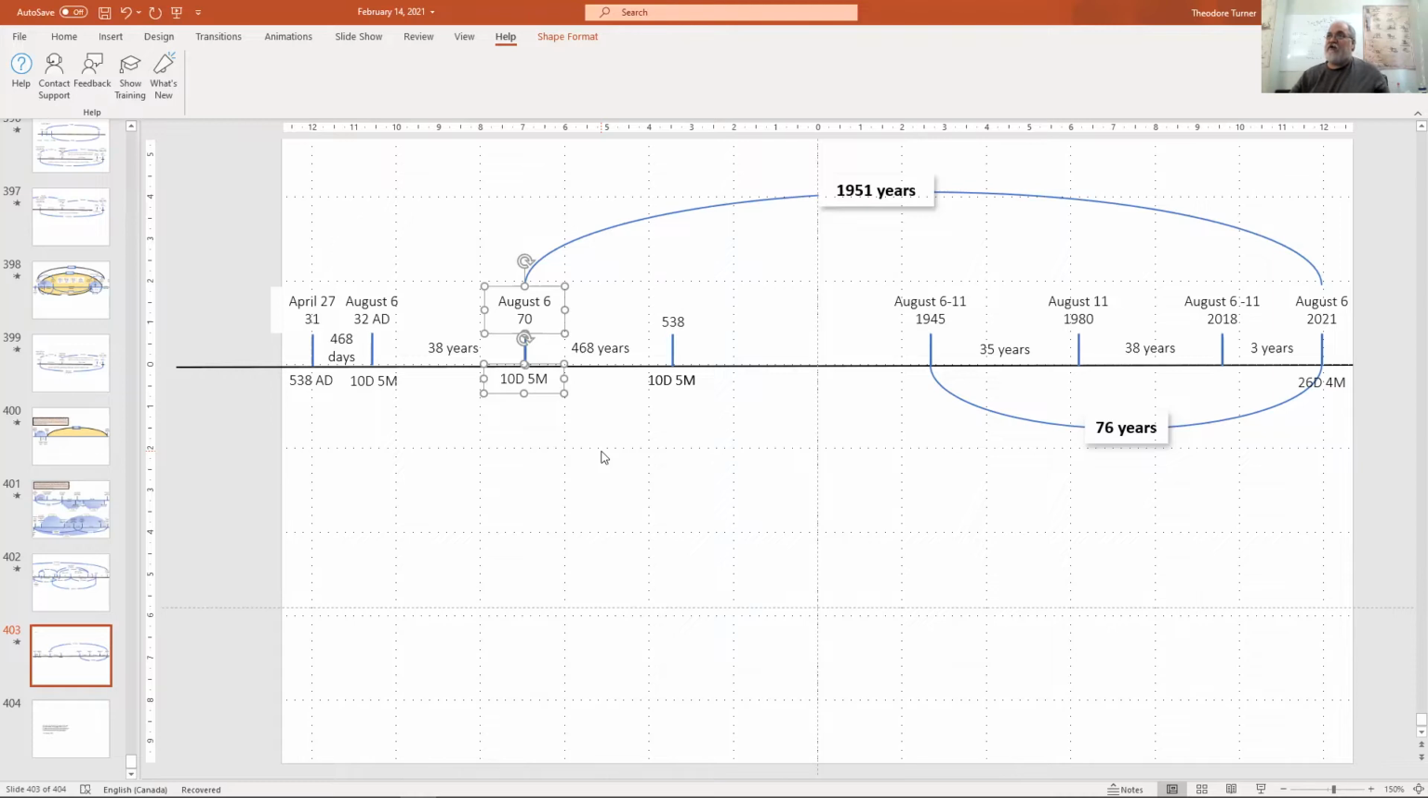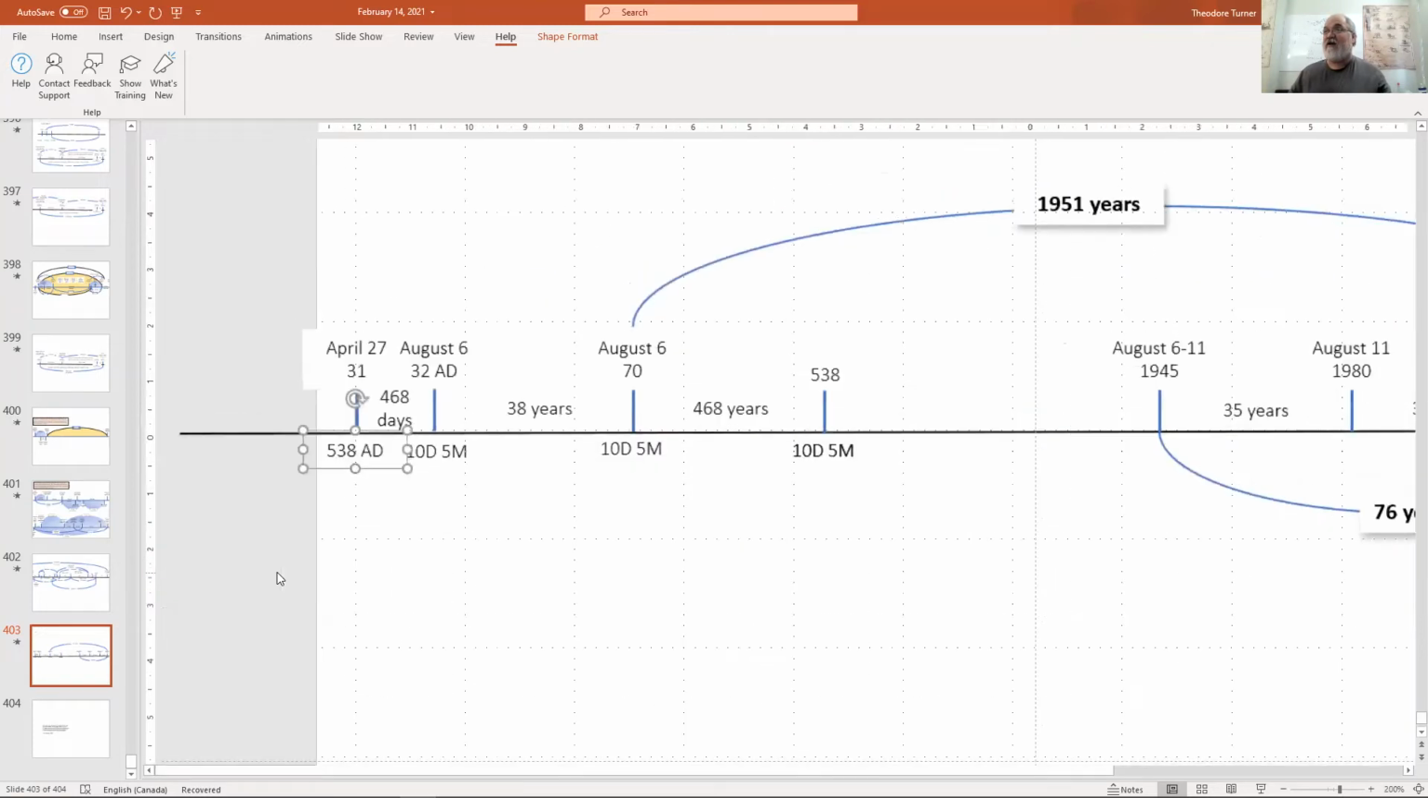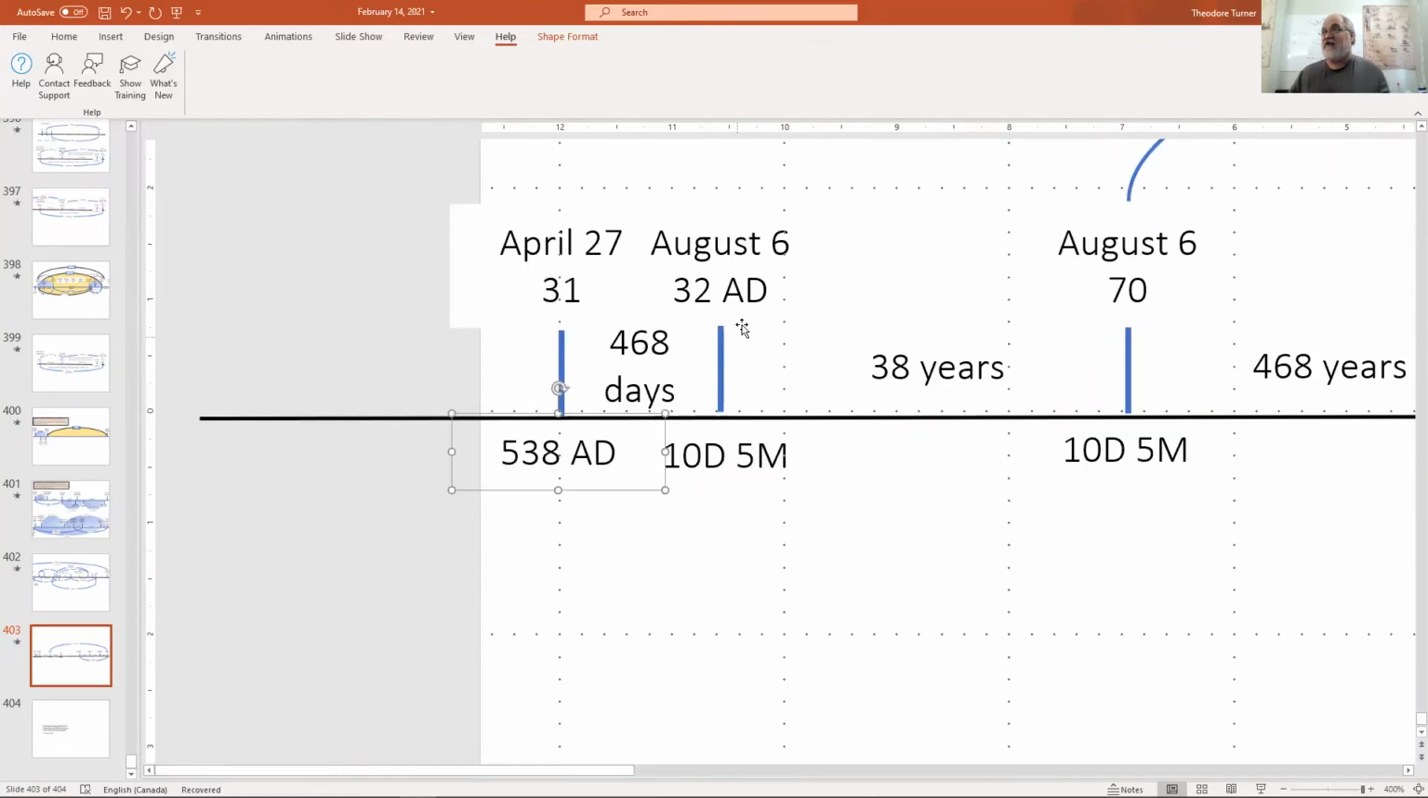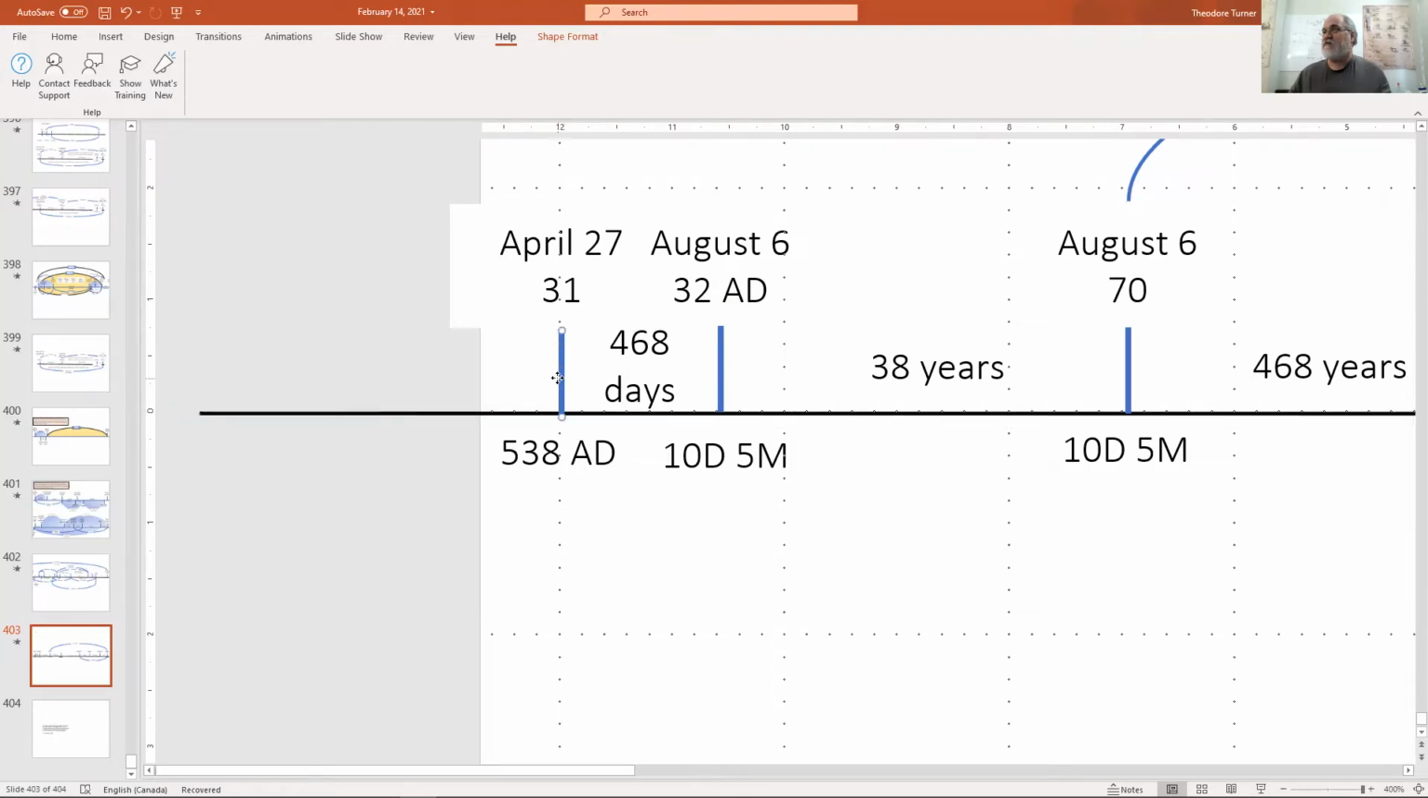Now, you're going to see when I count in the week of Christ, August 6th is actually 32 AD, right? You can see that there. So it's 32 AD. And just to straighten some of this out, I'm saying that August 6th, 70 AD is when the temple was destroyed.